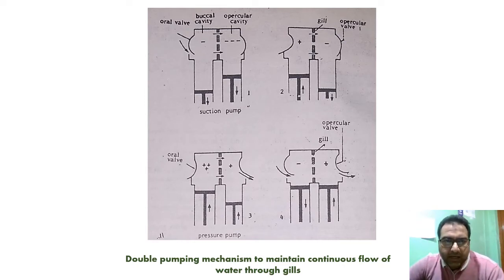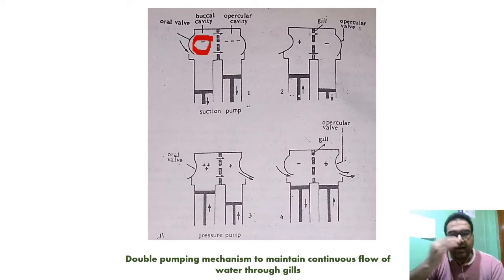So for respiration, the mouth is opened and the buccal cavity is enlarged. This is the oral valve, and this is the buccal cavity. Here is a diagrammatic sketch wherein we have to show the pressure inside, the negative pressure and the positive pressure, and then how this exchange of gases takes place.